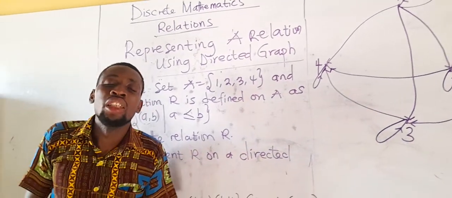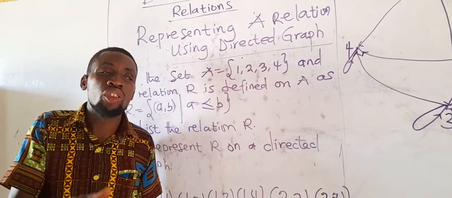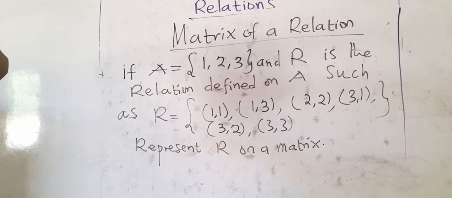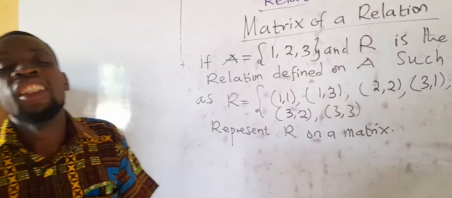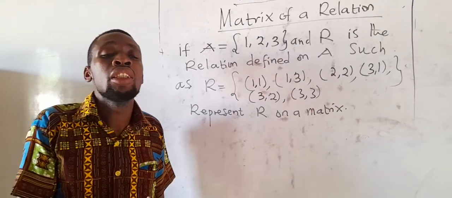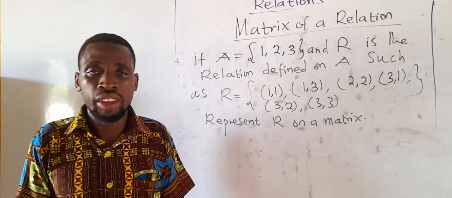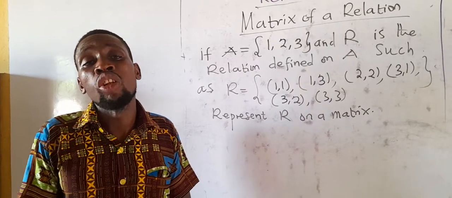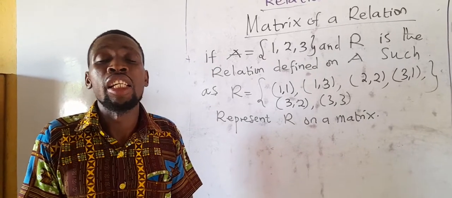The next thing we'll learn is how to represent a relation using matrices. So the next thing is the matrix of a relation, how to represent a relation in matrix form. Before we start, when one element relates to another, we call it an on state. But if it doesn't, then it's an off state. And we represent on state as 1 and off state as 0 when representing a relation in matrix form.